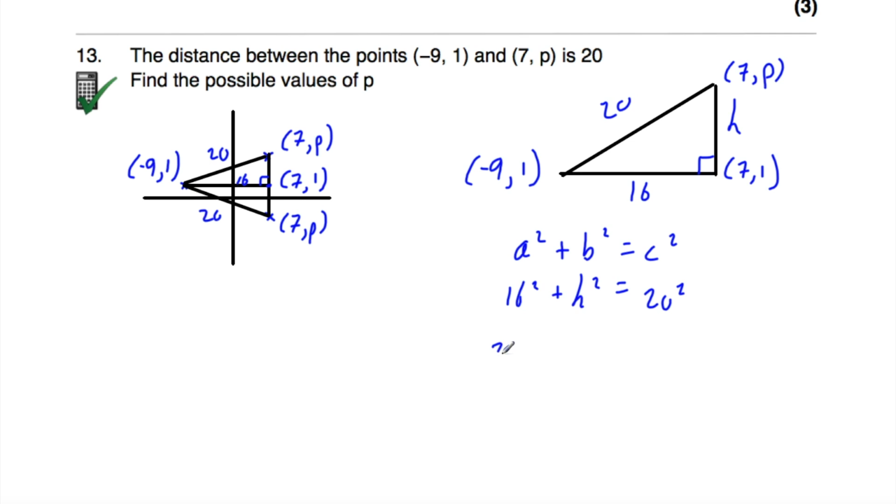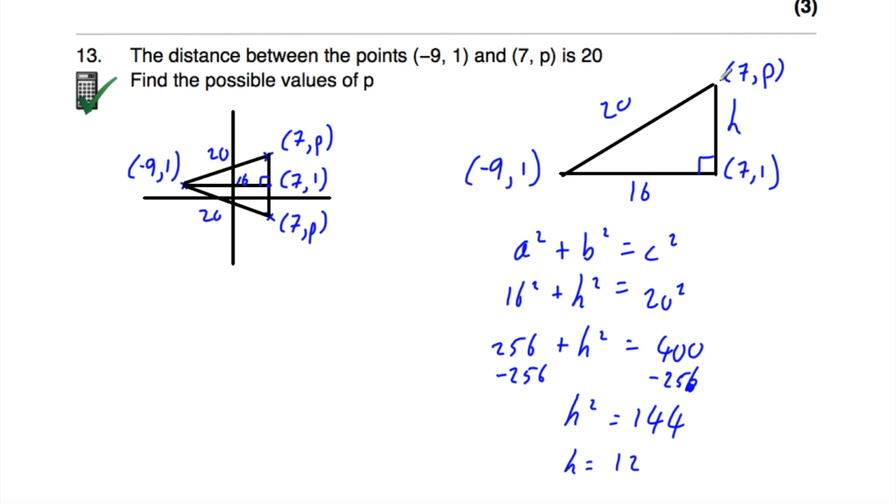So 16 squared would be 256 plus h squared equals 20 times 20 is 400. Then if we take away 256 from both sides, we can then work out what h squared is. If we take away 256 from the left hand side, we're left with h squared, and if we take it away from the right hand side, we're left with 144. So this length squared is 144. If we square root that, we get that's equal to 12. So that means that this distance here is 12. If this distance here is 12, that means that if we go 12 up from 7, 1, we get to this point. So that'll be 7, 13. So it means that one possible value of p would be 13.